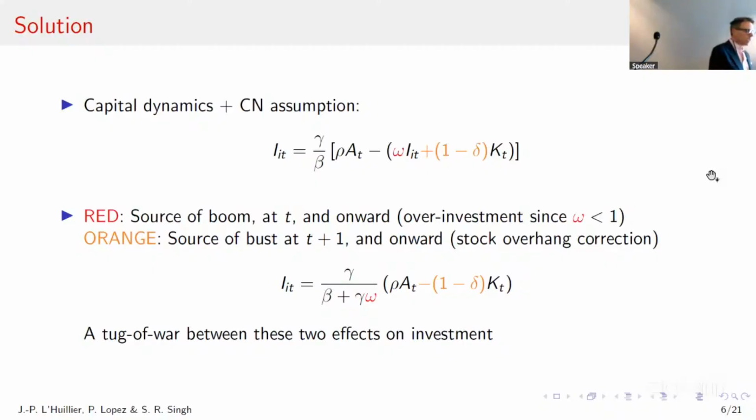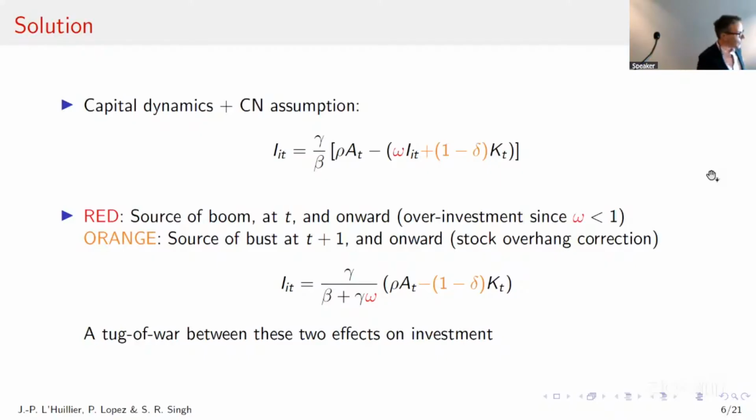Okay, so it's not making you realize that other firms are also investing, and that's moving the return on investment against you, and so you should not invest as much. So under competition neglect, you're going to invest more than under rational expectations, and this is going to be the source of a boom in investment at time t and onwards, because omega is strictly smaller than 1.